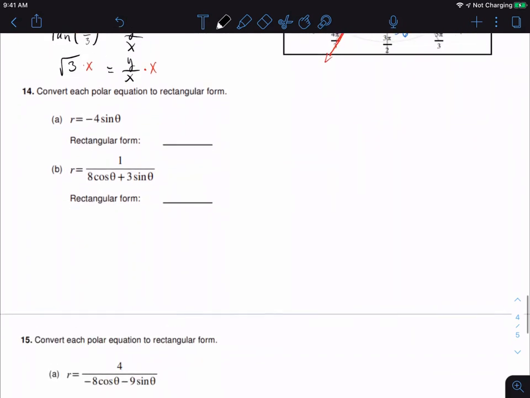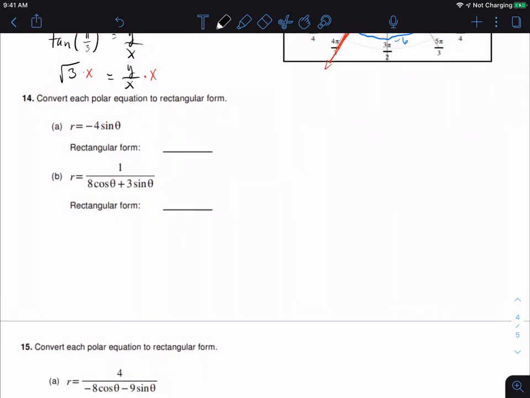And again, I'll work this out. This is asking us to convert from polar to rectangular again. So in this problem now, we're given that r is equal to negative 4 sine theta. So one of the things we need to remember is how do we correlate x and y with our thetas? Do you guys remember?